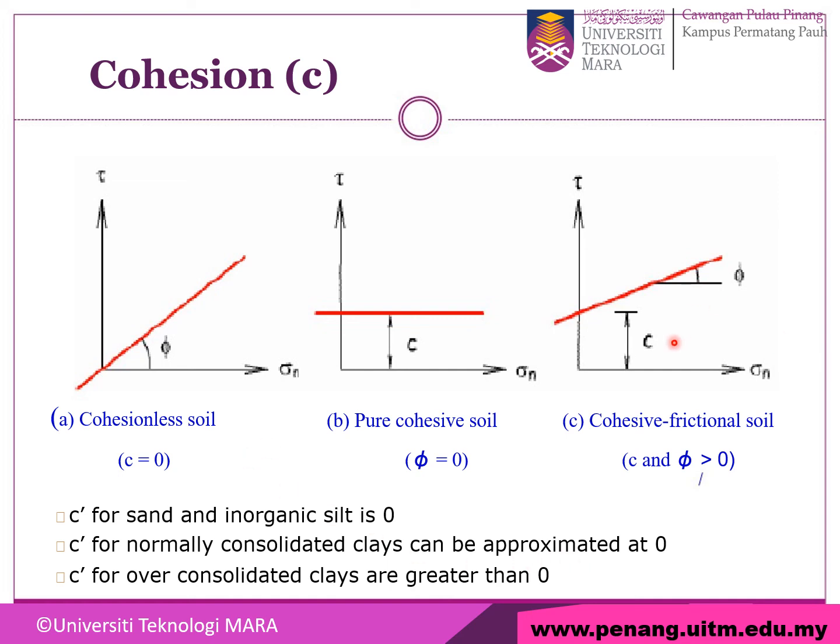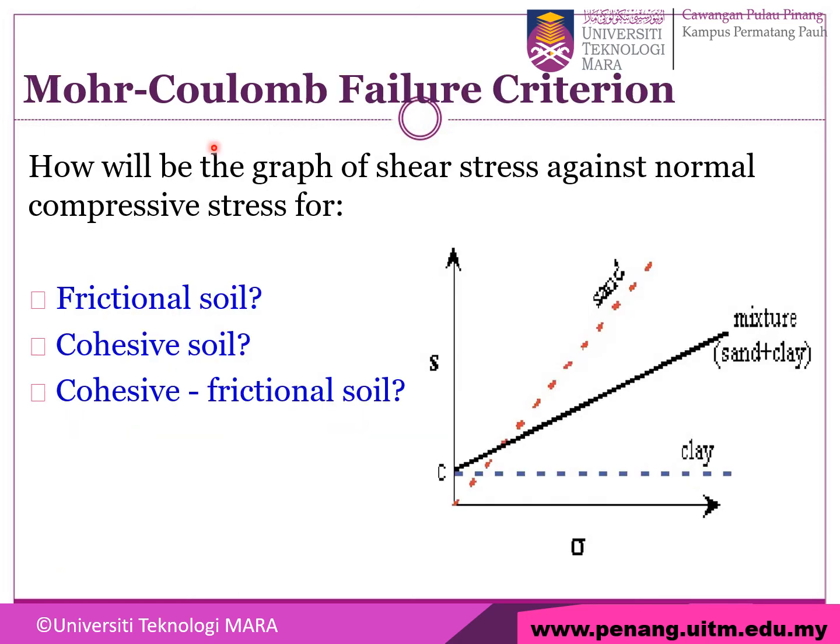For C more than 0 and phi more than 0, for example overconsolidated clay, the angle is greater than 0. We call this cohesive frictional soil, for C and phi more than 0. So you will have different values of C, from 0 to more than 0.